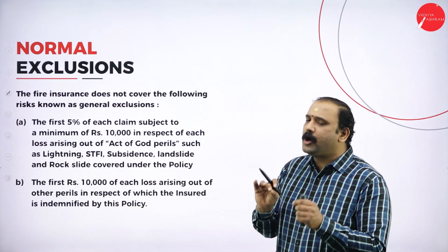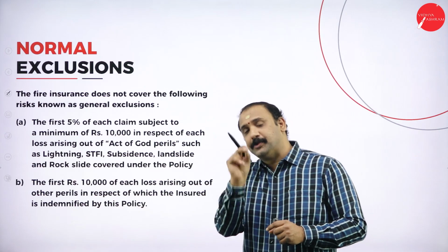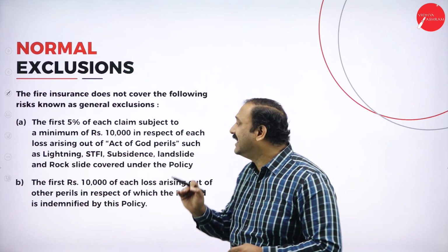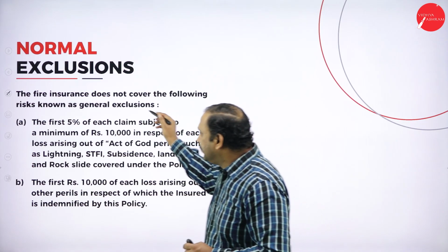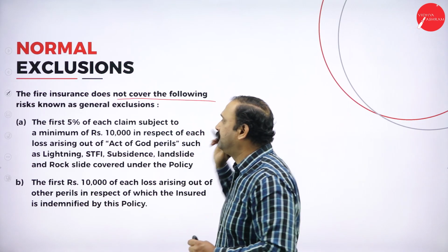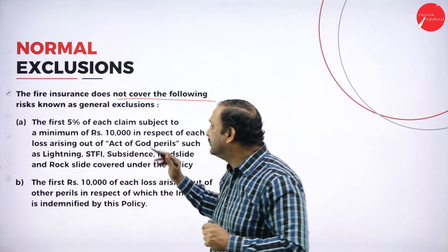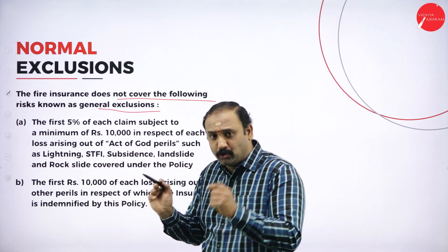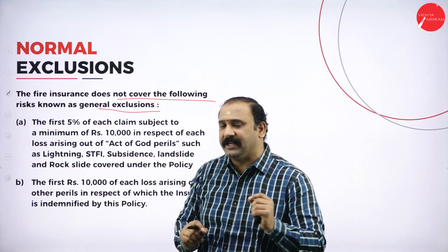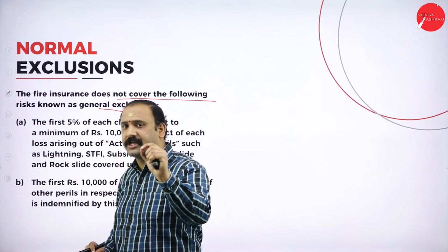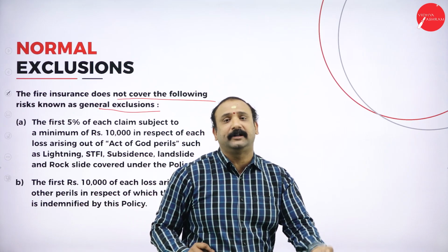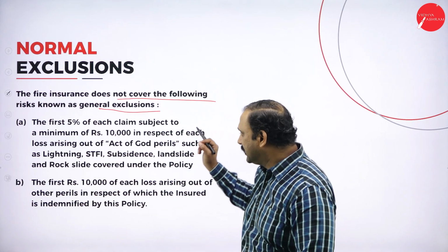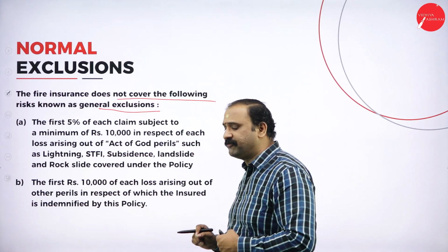Followed by normal exclusion. So when I use the word exclusion, that means to say that they are excluded. They are not coming into the picture at all. The fire insurance does not cover the following risks, which are known as general exclusions. Now you need to know these terms very, very clearly. Inclusion means included. Exclusion means they are not a part of the policy. Now what are not a part of the general standard fire policy?